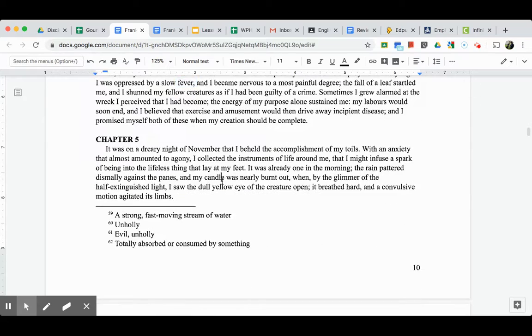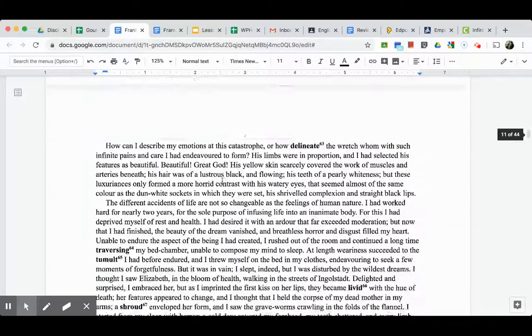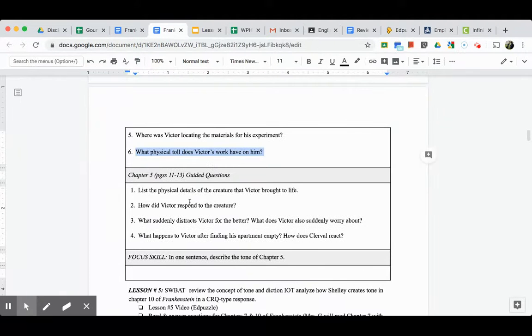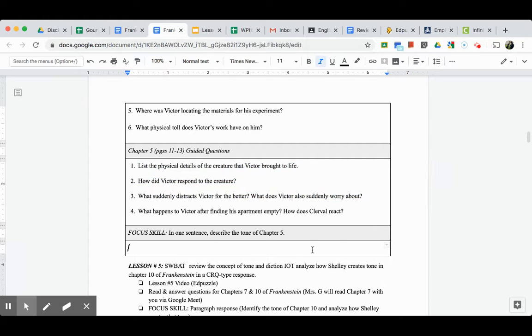And now you have chapter 5 on your own. So as you read chapter 5, make sure you are highlighting 15 words that you think help create the tone, the mood, the overall feeling of the text. 15 at least. Answer your questions as you read. And then in one sentence, describe the tone. Give me an adjective, describe how you would sum up the feeling, the vibe of that chapter.